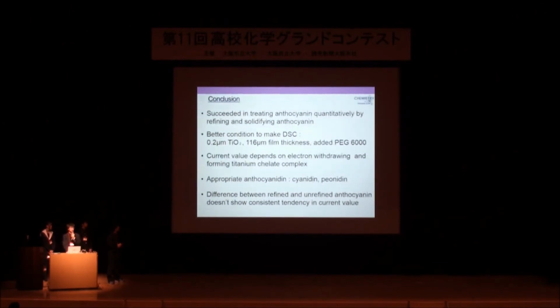The conclusion is as follows. Current value depends on electron withdrawing and forming a titanium complex. The appropriate anthocyanidin for applying to DSC is cyanidin or malvidin. The difference between refined and unrefined anthocyanidin doesn't show a consistent tendency in current value.